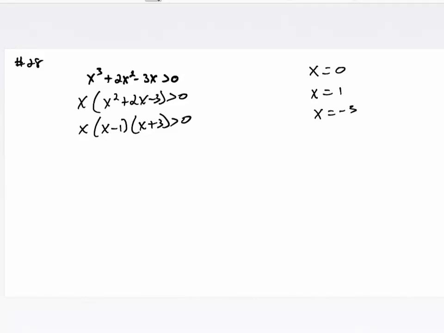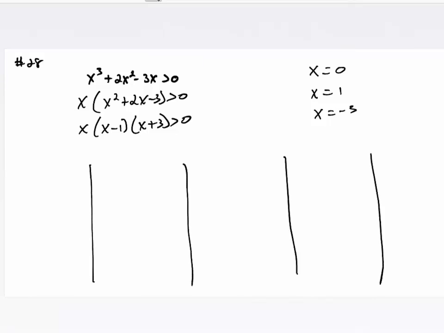So here I have my 3 zero factors, if you will. And so I'm going to go from negative infinity to negative 3. Then I'm going to go from negative 3 to 0. Then I'm going to go from 0 to 1. And then I'm going to go from 1 to infinity. And so I split all these up here. I'm going to write my solution here in the last one.